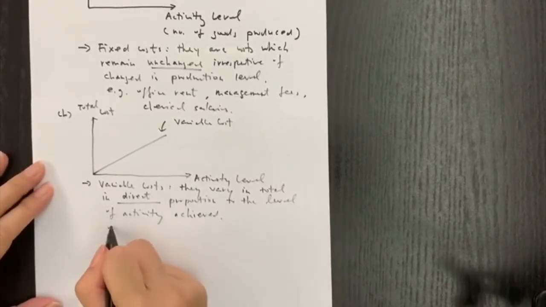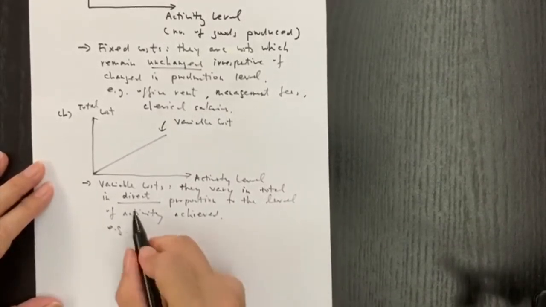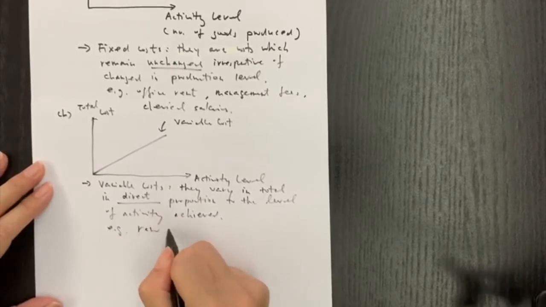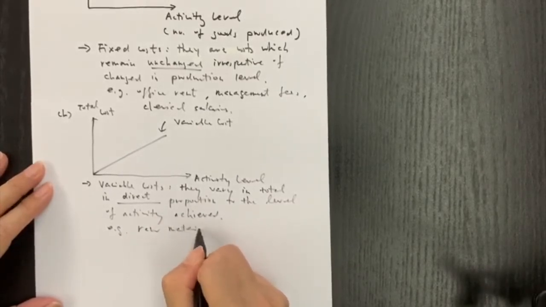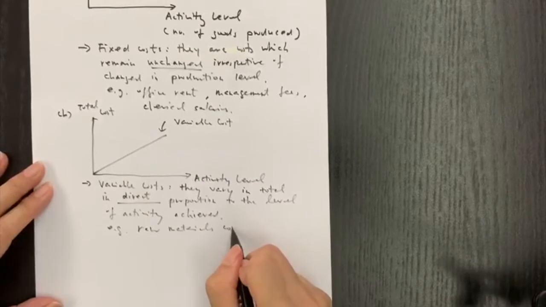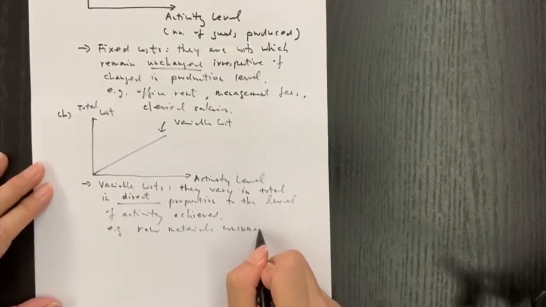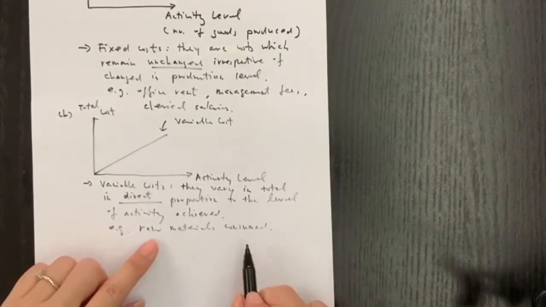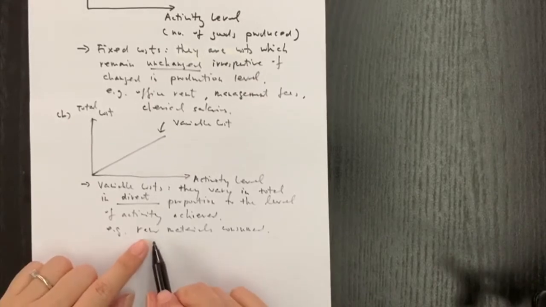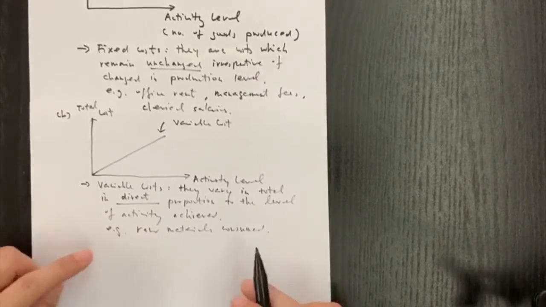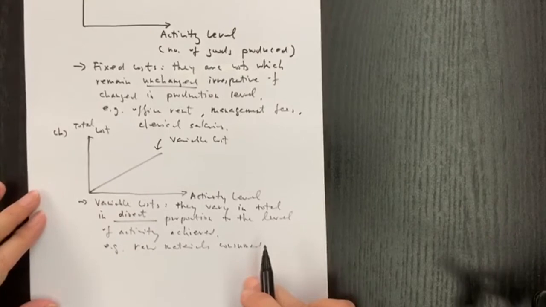Okay, and we have this example. For example, we have raw materials consumed. That means the more units were produced, we need to use more raw materials. So this is an example of variable costs.